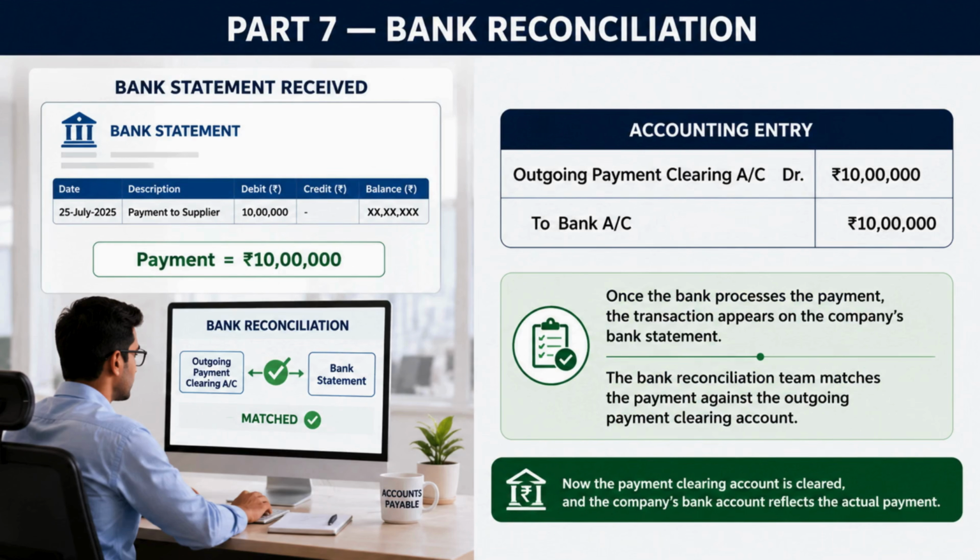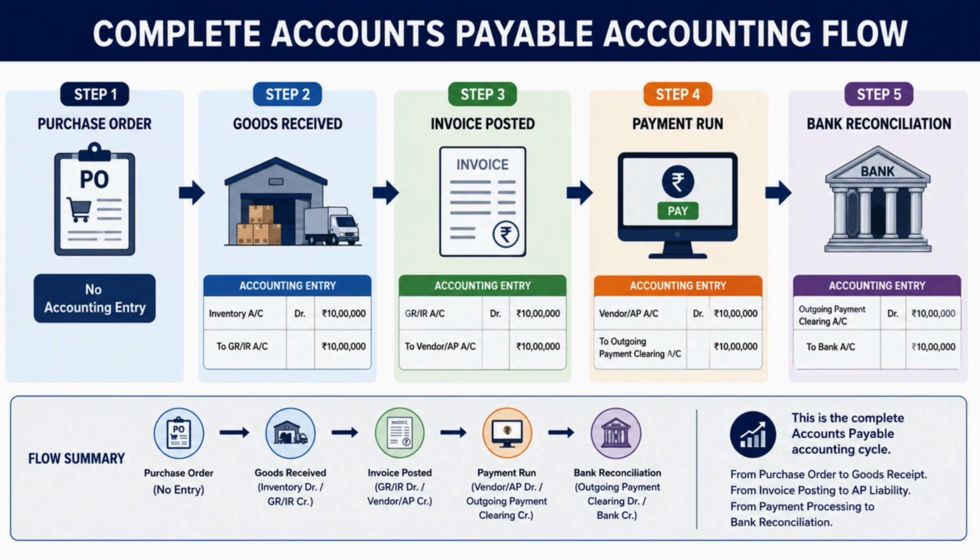Once the bank processes the payment, the transaction appears on the company's bank statement. The bank reconciliation team matches the payment against the outgoing payment clearing account. Now the payment clearing account is cleared, and the company's bank account reflects the actual payment. So, this is the complete accounts payable accounting cycle, from purchase order to goods receipt, from invoice posting to AP liability, from payment processing to bank reconciliation.